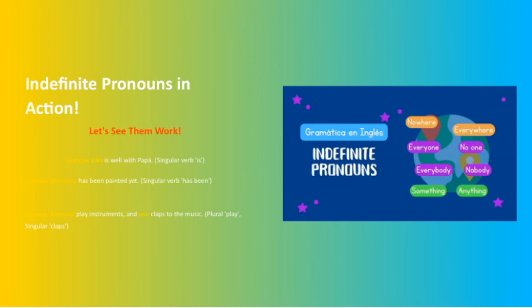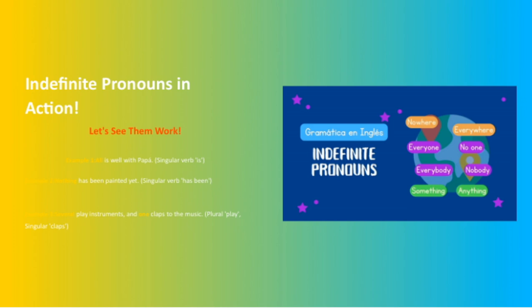Now let's look at how these examples demonstrate the use of indefinite pronouns in action. In the first example, all is well with Papa, we see a singular indefinite pronoun, all, paired with the singular verb is. This shows us that when we use all as an indefinite pronoun, it takes a singular verb. Moving to the second example, nothing has been painted yet. The word nothing is also singular and takes the singular verb has been. This pattern is similar to the first example and emphasizes that words like nothing require singular verbs.